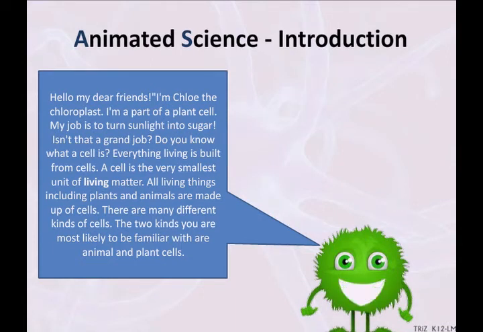Do you know what a cell is? Everything living is built from cells. A cell is the very smallest unit of living matter. All living things, including plants and animals, are made up of cells. There are many different kinds of cells. The two kinds you are most likely to be familiar with are animal and plant cells.